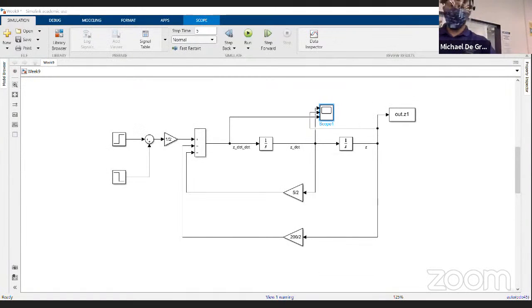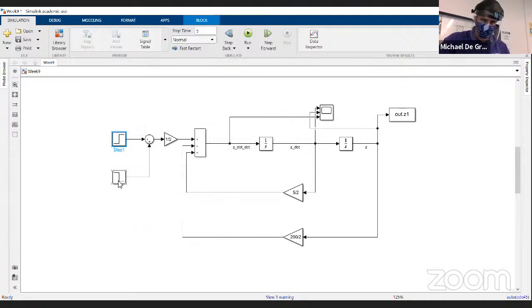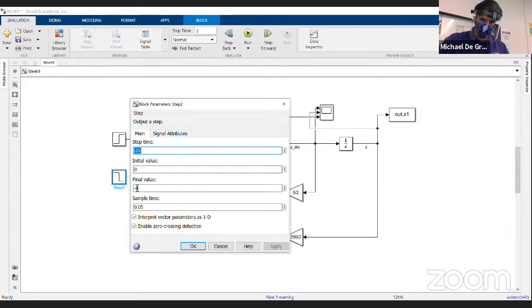Okay. So there we are. We're good? Everybody can see it? Yeah, hopefully. Okay. So look what we got. I did it the way where I used a step of 8 at 0 seconds, and I'm adding to that a step of -8 at 0.05 seconds.